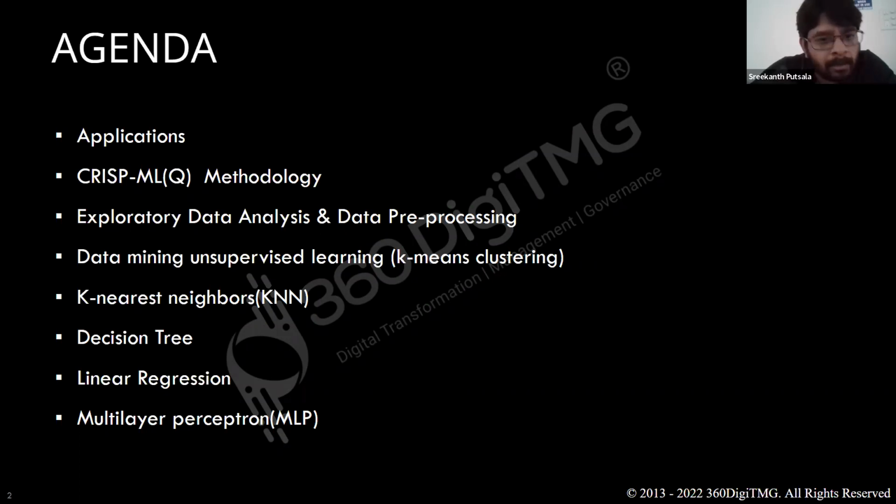So we see a model related to unsupervised learning. We see certain models related to supervised learning. In supervised learning, again, we have certain classification models like k nearest neighbors, and we have decision tree, and we look into linear regression. Then we have multi-layer perceptron.